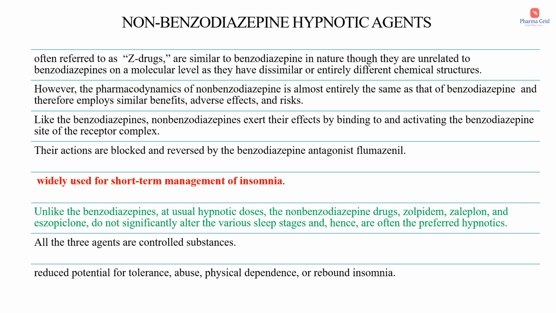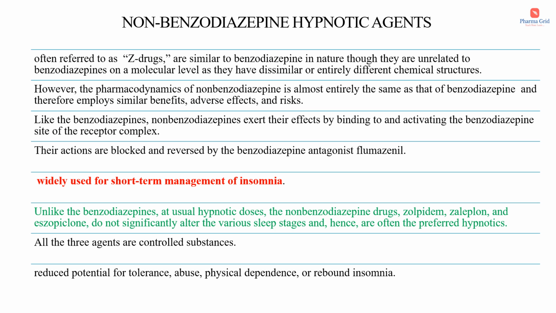effects, and risks. Like the benzodiazepines, non-benzodiazepines exert their effects by binding to and activating the benzodiazepine site of the GABA receptor complex. Their actions are blocked and reversed by the benzodiazepine antagonist flumazenil, widely used for short-term management of insomnia. So these non-benzodiazepine hypnotic agents are widely used for short-term management of insomnia.